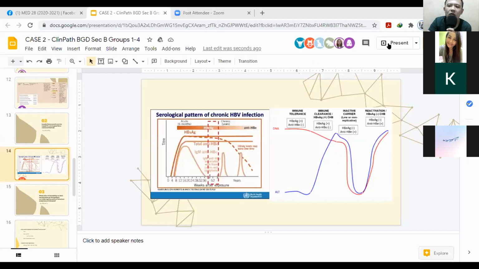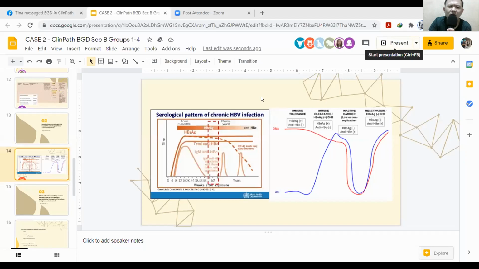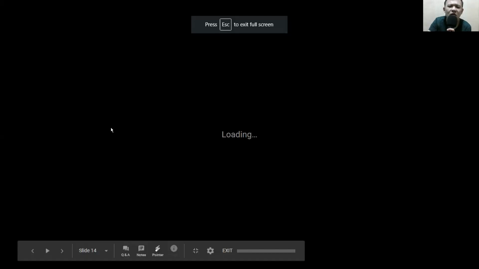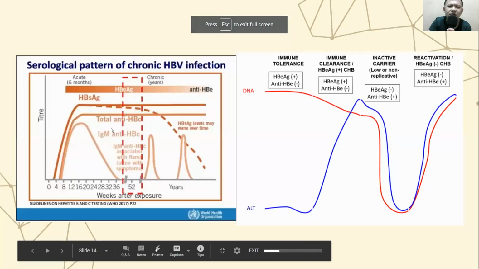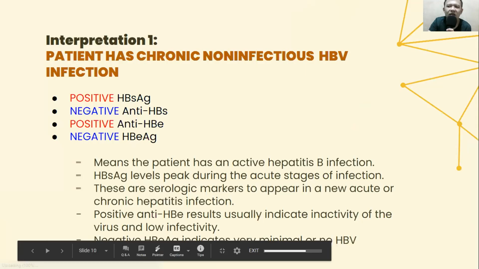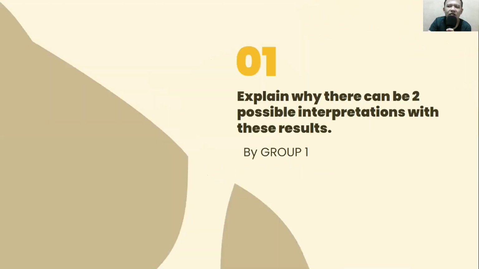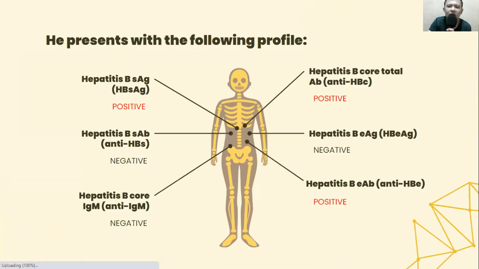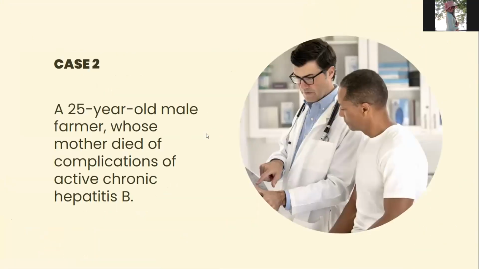Okay, so the phase here is chronic hepatitis, infectious. Most likely this is in the what? Immune tolerance or immune clearance? Immune tolerance, Doc. Immune tolerance. Tolerance pa siya.